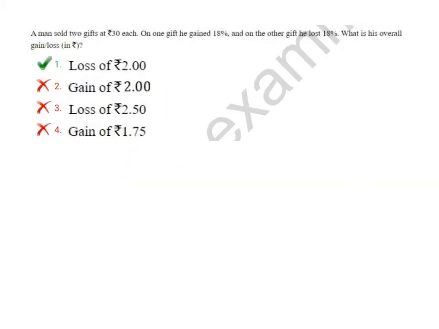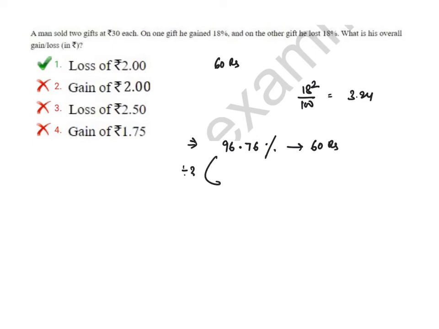A man sold 2 gifts at 30 rupees each, which means he sold them for 60 rupees. On one gift he gained 18%, on the other gift he lost 18%. So, with one 18% gain and the other 18% loss, the overall loss is 18 square by 100, that is 324 by 100, which is 3.24% loss. If 3.24% is the loss, therefore your selling price is 96.76%. So 96.76% is 60 rupees. Therefore the loss, if you approximately divide it by 30, it becomes 2.